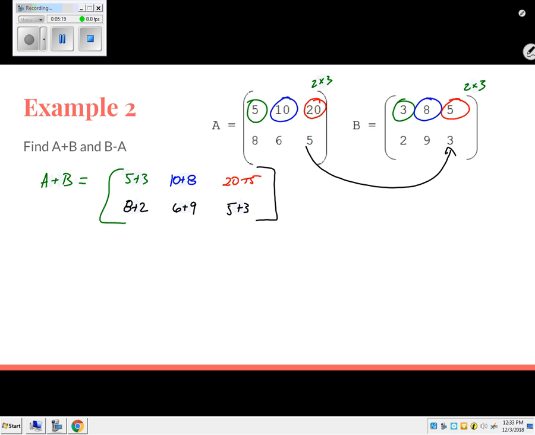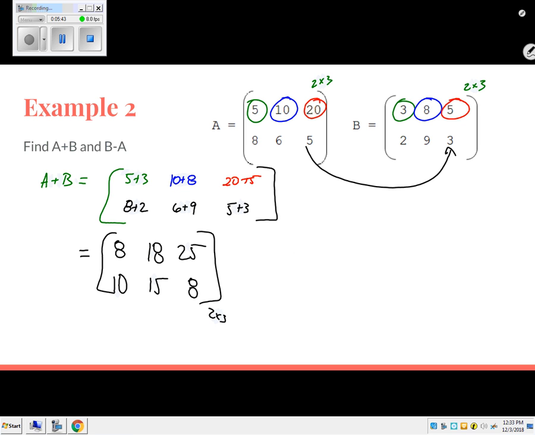I'm going to look at adding them up. So it just gives me 8, 18, 25, 10, 15, and 8. That would be my matrix. Notice it is also a 2 by 3 matrix, same as what I started with. The dimensions won't be changing today.